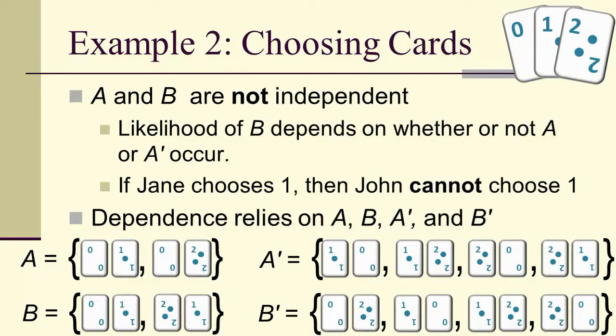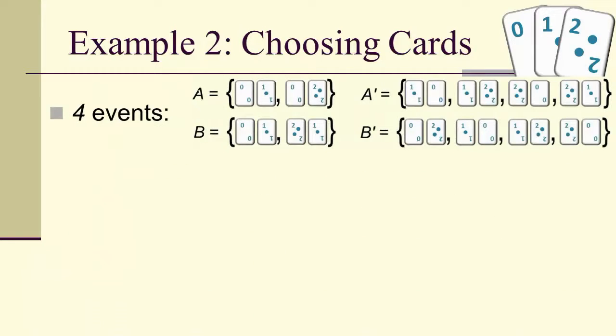They're not independent. What happens in B depends on whether or not A or A prime occurs. If Jane chooses 1, John cannot choose 1. And dependence then relies on A, B, A prime, and B prime, and here are A, B, A prime, and B prime written in terms of the actual card pairs that would be in there. So we have 4 events.